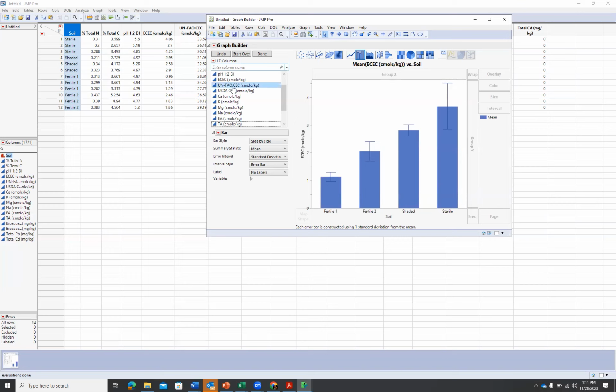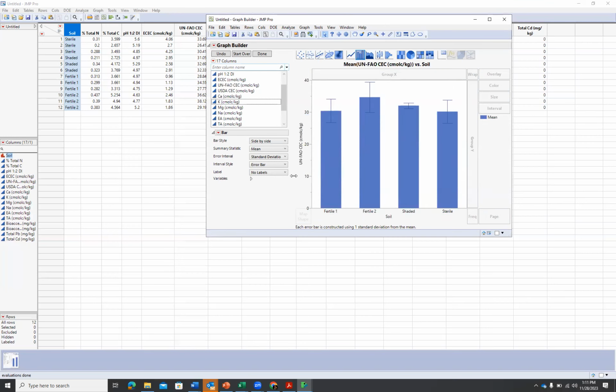So let's see if UNFAO is sensitive to it. And it's not, right? UNFAO raises the pH of all of the soils to 7 and then puts ammonium on cation exchange sites, right? And so here we see that really the soils have pretty similar UNFAO CECs. We'll see about USDA CEC. So same with USDA CEC.